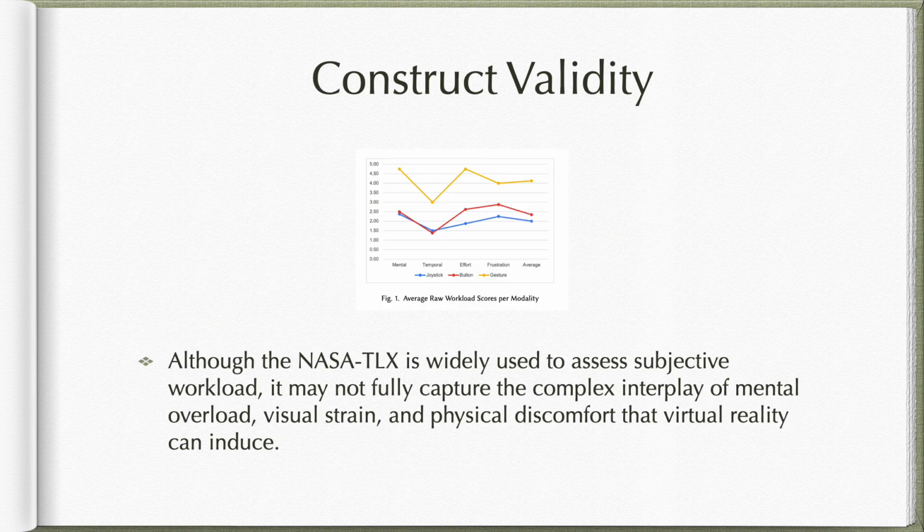Although the NASA TLX is widely used to assess subjective workload, it may not fully capture the complex interplay of mental overload, visual strain, and physical discomfort that virtual reality can induce. Figure 1 shows the average raw workload scores per modality, with the joystick in blue, the buttons in red, and the gestures in yellow. There seemed to be a far more fluid and smooth curve for the joystick, and initially, it seemed to be the most efficient for the users.